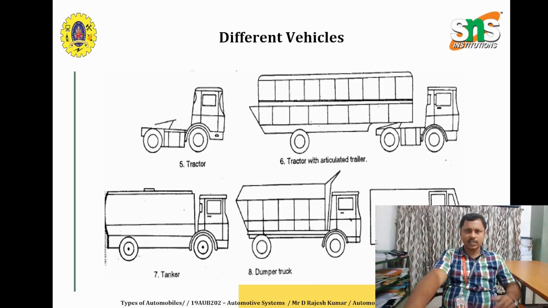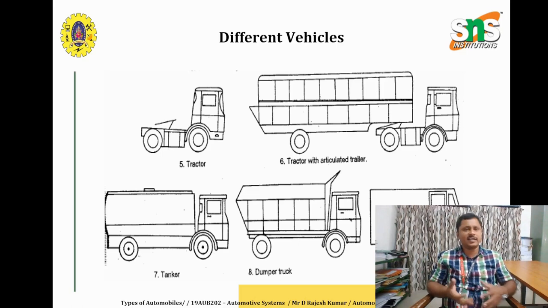The next is about the tractor. Many people use it to call a tractor that is not in this shape. That is the serial number 5. Actually, a tractor is an automobile which is used to pull some heavy loads. Anything which is pulling heavy loads is called a tractor. So this is what the tractor is.